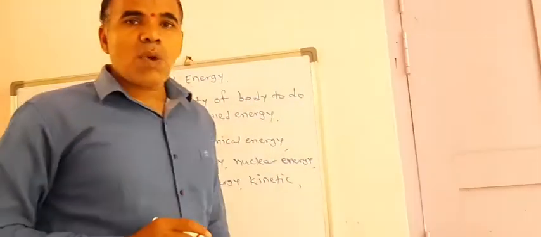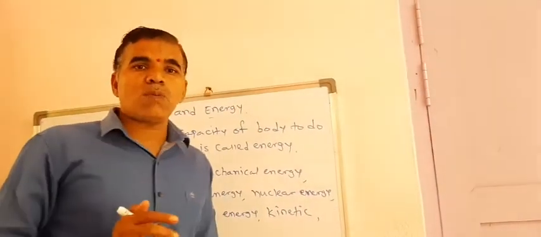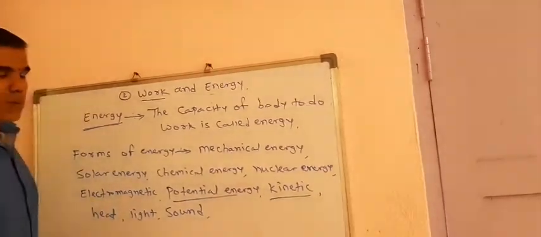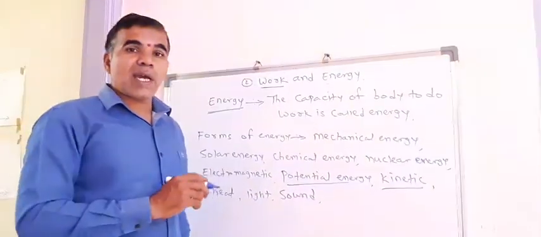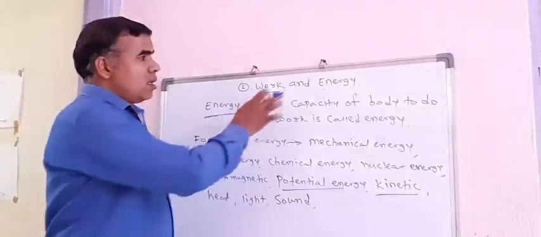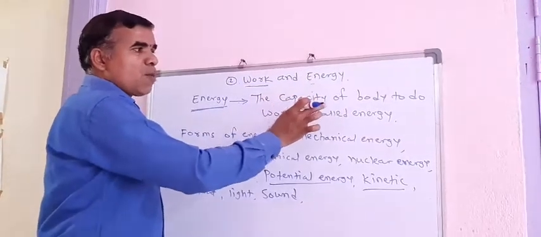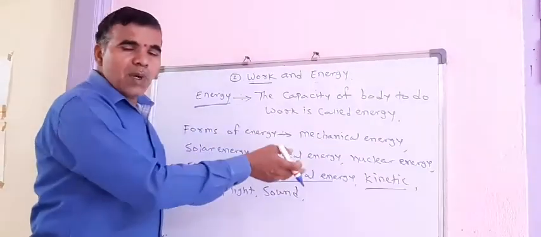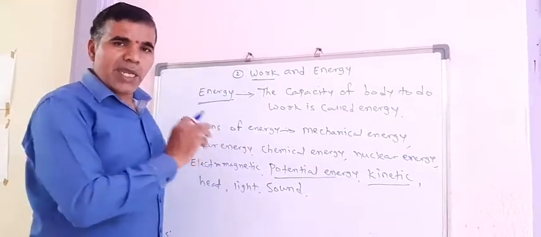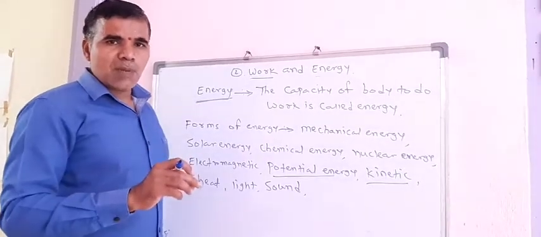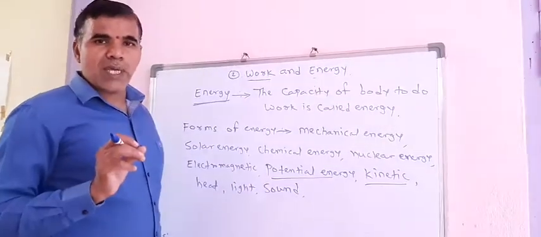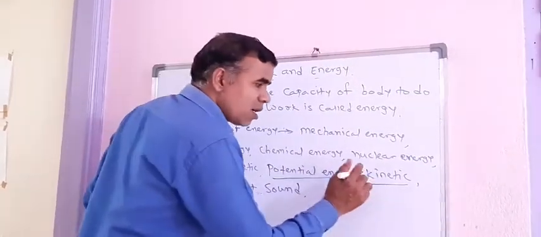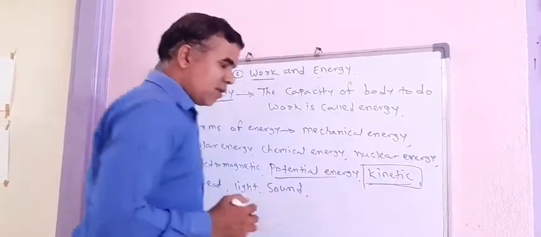In this topic, we have to study only two forms of energy, that is potential energy and kinetic energy. So we have to discuss kinetic energy. Energy means the capacity of a body to do work. Among the various forms of energy, in this chapter we study only two, potential energy and kinetic energy. So first, let us discuss kinetic energy.